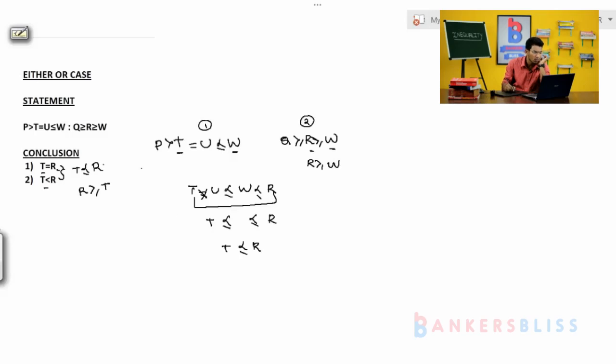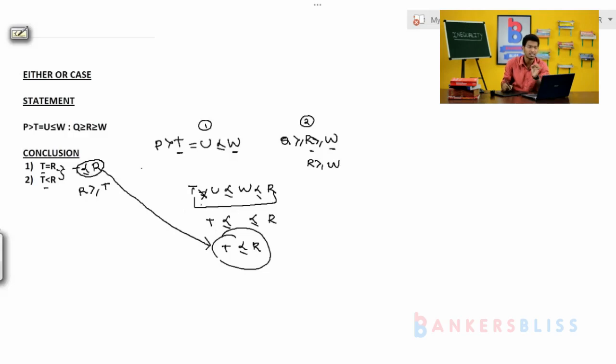So guys, what we obtain and what we have as the conclusion is the same, but both the conclusions cannot be true because the elements are the same. I am going to merge it, then merged we have the answer T less than or equal to R, and the obtained conclusion is also T less than or equal to R.